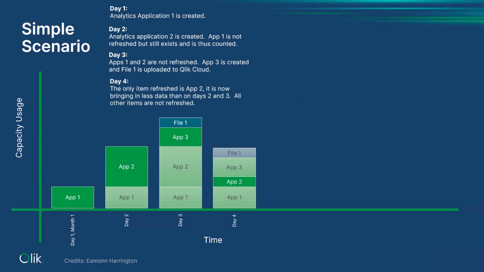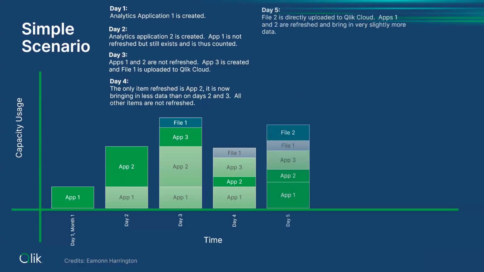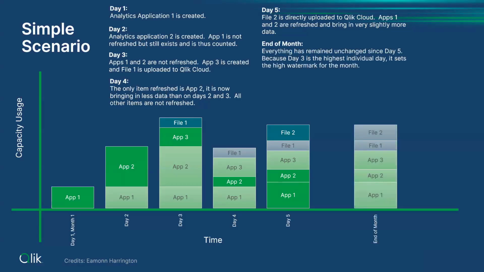Okay. Fourth day, app 2 gets reduced in terms of size. App 3 and app 1 remain the same, and file 1 is still there. On day 5, we also have a second file uploaded. Okay. Apps 1 and 2 are reloaded, but no more data is added. At the end of the month, things remain unchanged.